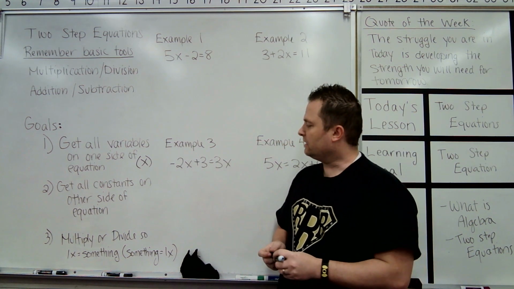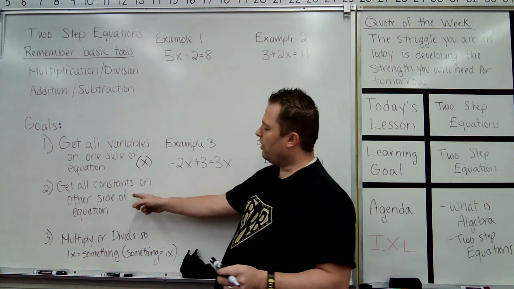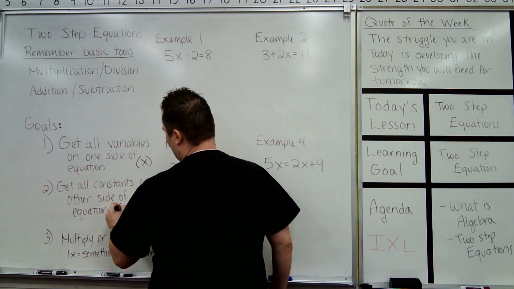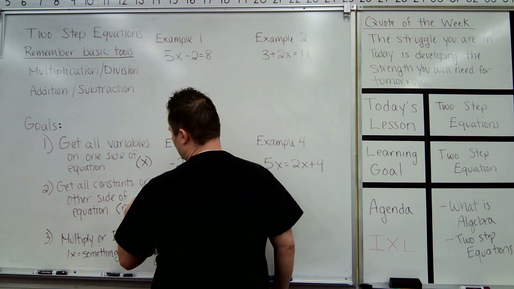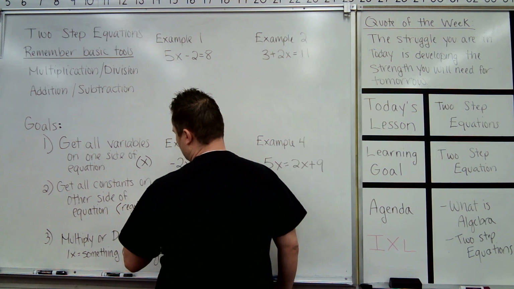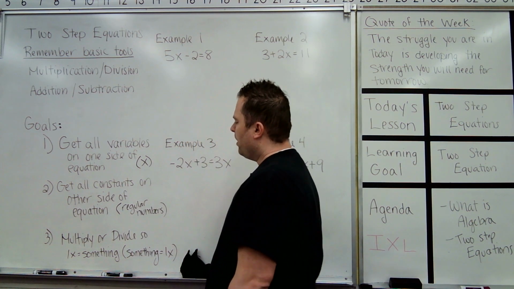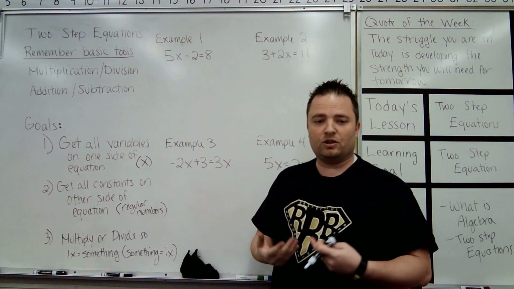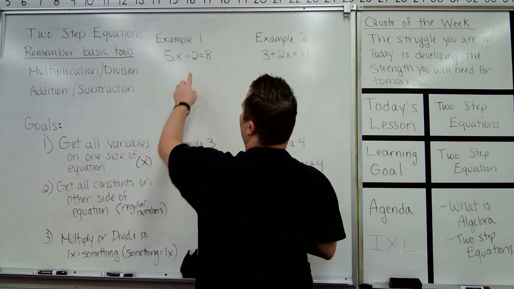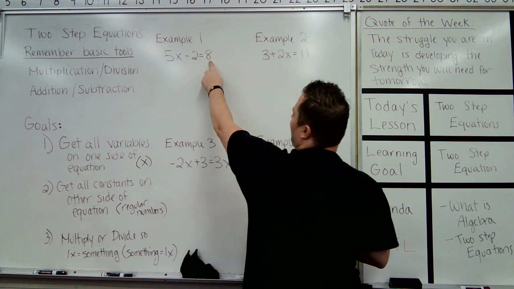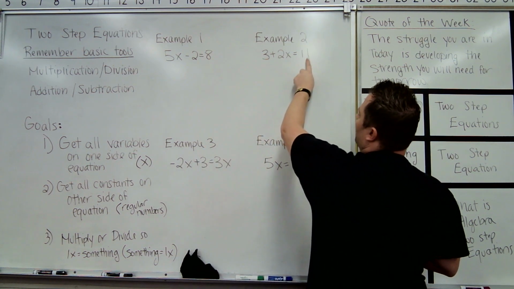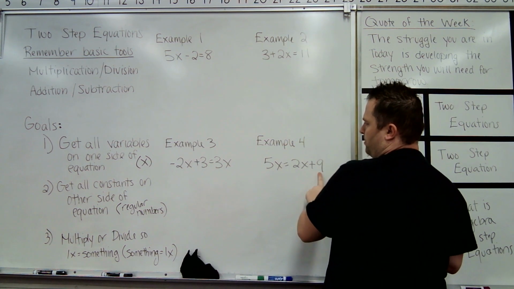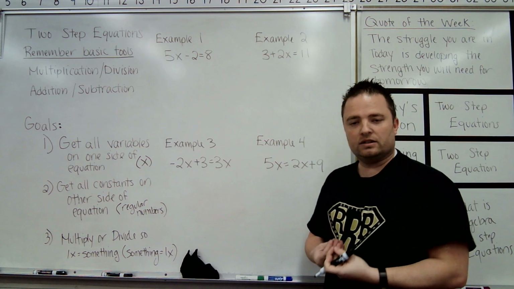All of the constants on the other side of the equation. Okay, and the constants, we can think of those as the regular numbers. Those are numbers that we're used to seeing, like on this number line. There's nothing special about them, there's no x, but examples are like this -2, this 8, this 3, this 11, this 3, this 9. Those are examples of constants.